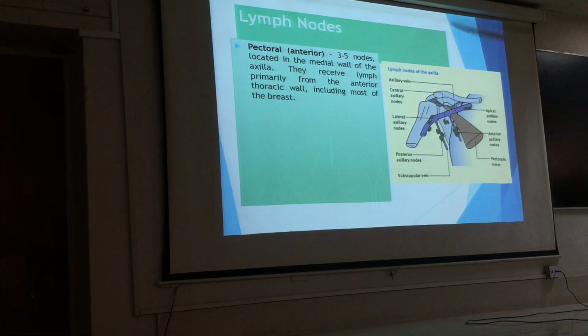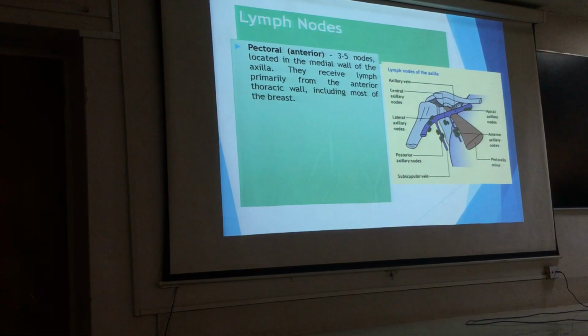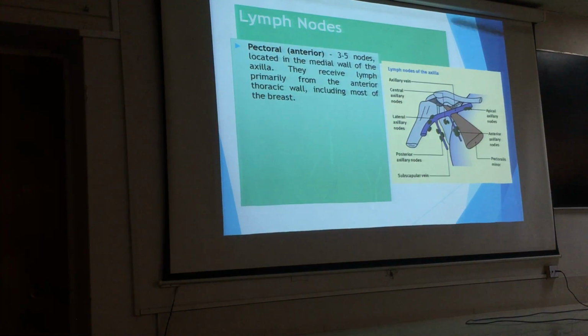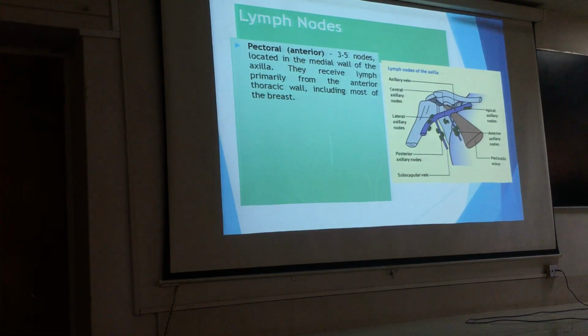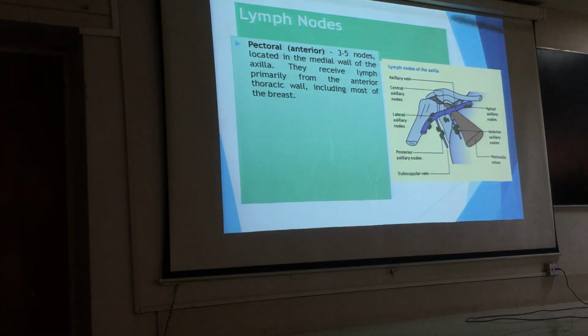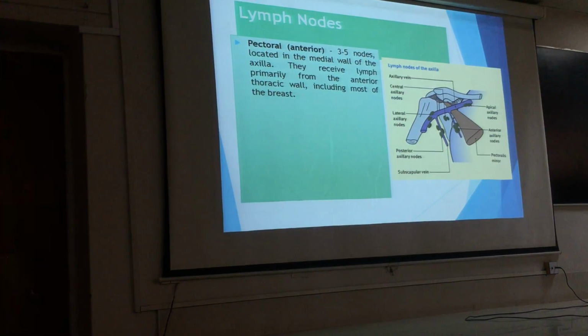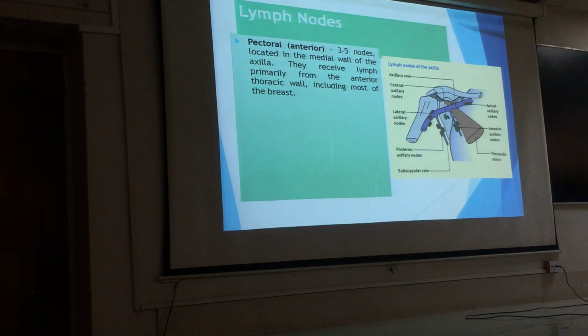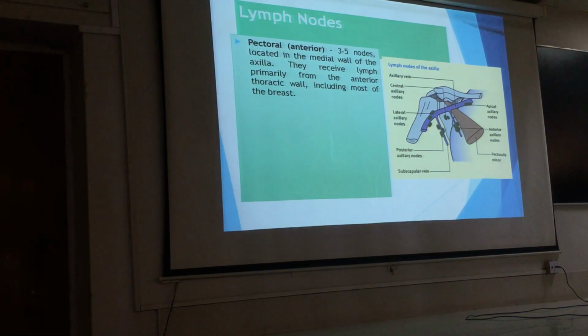Now if we come to the individual set, the first one is the anterior or the pectoral group of the axillary lymph node. Now these are almost like 3 to 5 in number. The number is not fixed, they can be 3 or 5, and they actually lie along the medial wall of the axilla. अब वो जो हमने axilla pyramidal shape किया था with the apex and the base, उसकी जो medial wall थी, this pectoral group or the anterior group lies in the medial wall of the axilla.